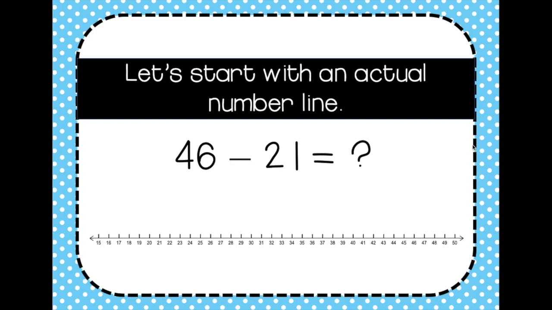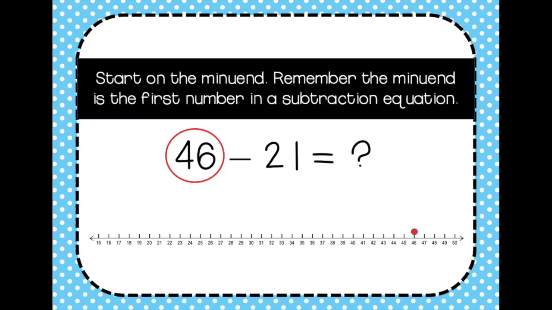So what I mean by that is we've got an actual line here, and it's got the ticks and it's got the numbers on it. We can see that the numbers go down from 15 and they go up from 50. This is an actual number line.